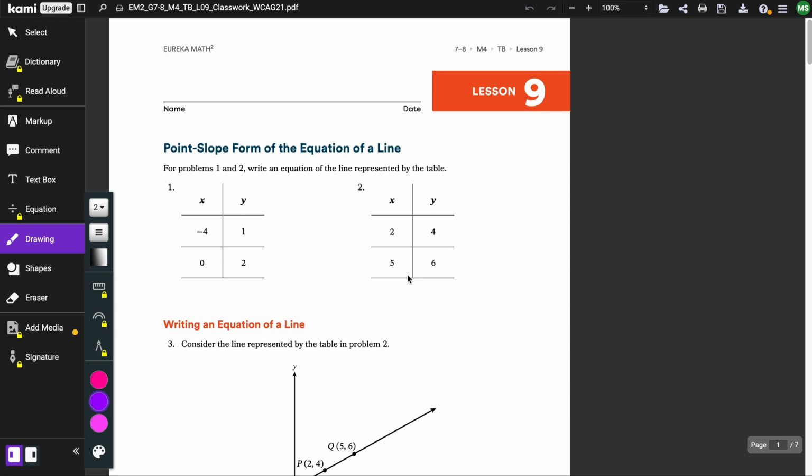Workbook, page 133, starts off by asking you to write the equation of the line represented in the table. So yesterday we, of course, learned slope-intercept form of a line, which was y equals mx plus b, where, of course, m represents the slope.